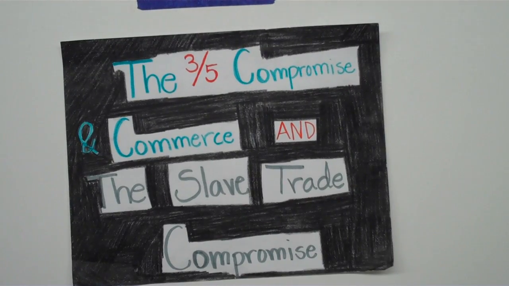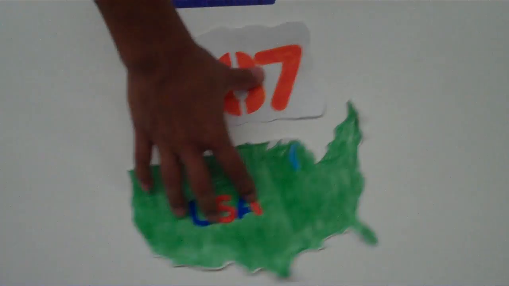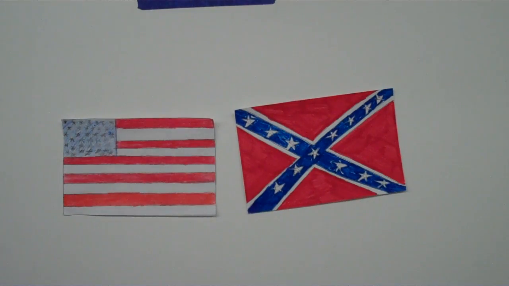The Three-Fifths Compromise in Commerce and the Slave Trade Compromise by Daisy Fernandez, Jesus Hernandez, Yesenia Mata, and Maria Torres. Both of these events took place in 1787 in what is now known as the United States, but back then was most commonly referred to as the North and the South.